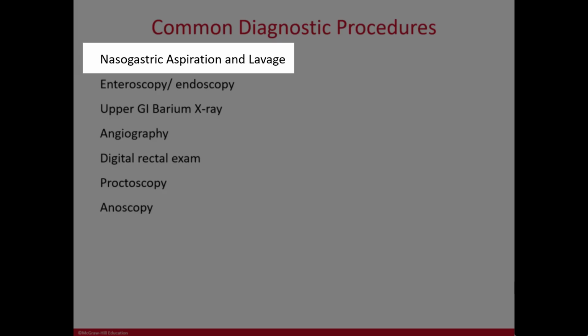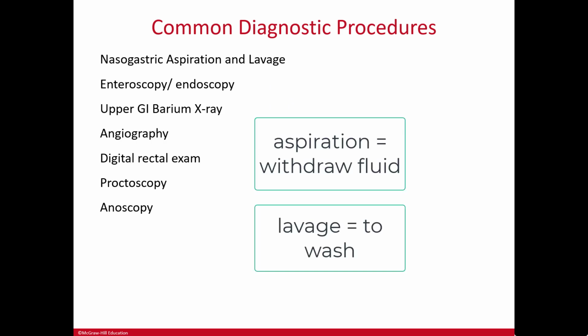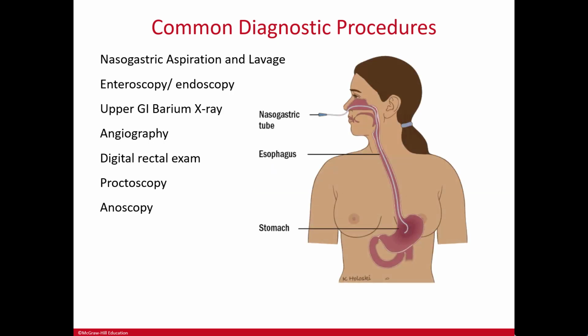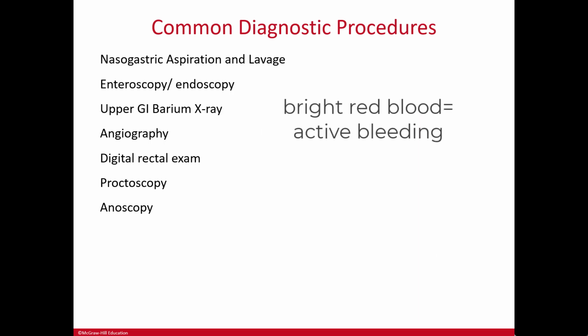The first one is nasogastric aspiration and lavage. Nasogastric just means through the nose and into the stomach. Aspiration means to withdraw fluid. Lavage means to wash. So basically, we use this to detect upper GI bleeding. We instill some fluid, it sits in the stomach, and we wash it back out, or we aspirate it back out. And the presence of bright red blood in that fluid that we draw back out indicates active bleeding.